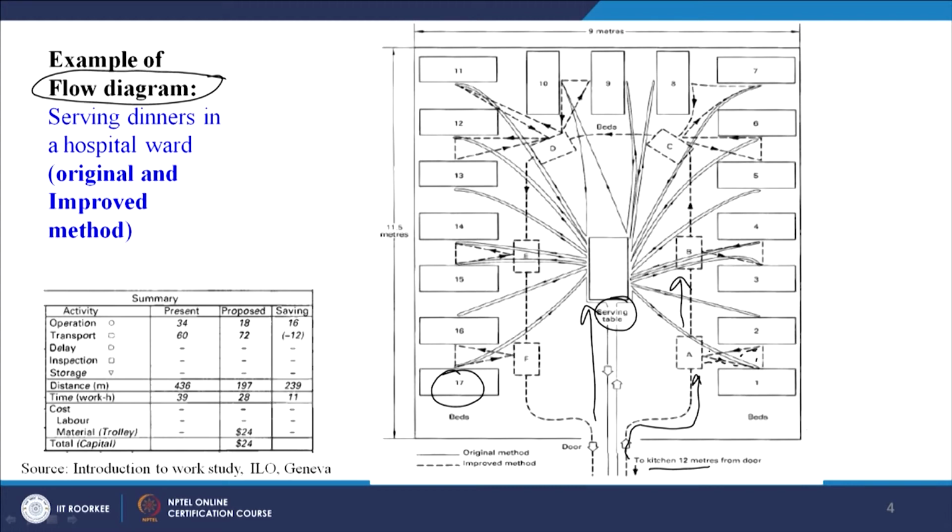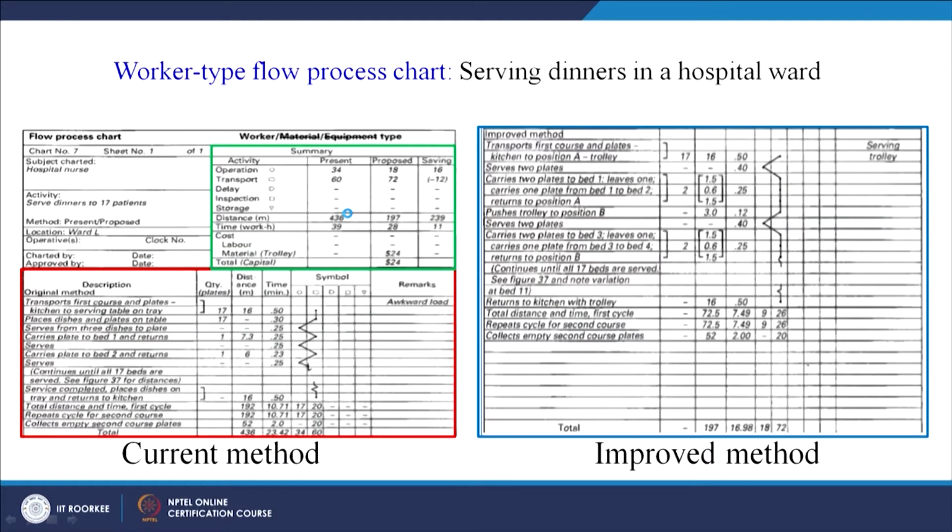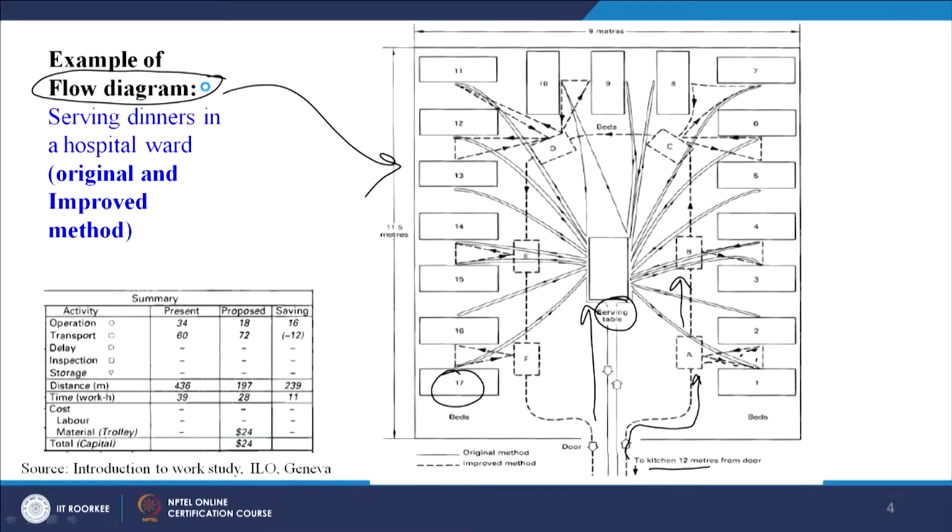So, two different methods of serving the food to the patients are compared in this particular flow diagram. And how a flow process chart would look, you can see. This is a flow process chart, and this is one type, a worker type, because we are tracking the worker in this problem. The worker is bringing the food, carrying a trolley, and then serving in this direction all the 17 patients till here, and then goes out from this direction. So, two different methods have been compared.